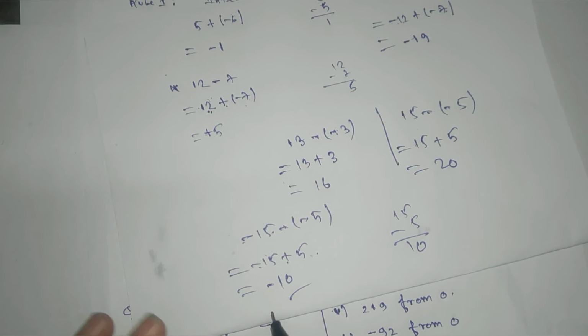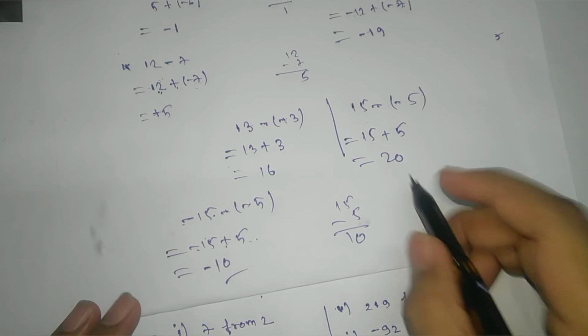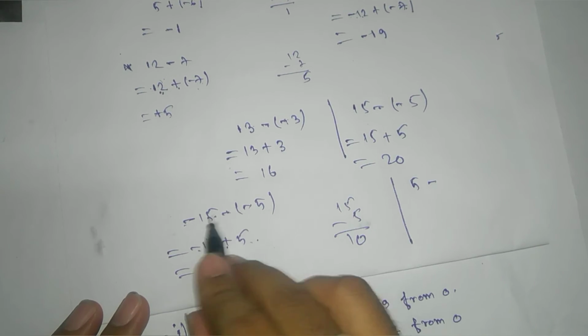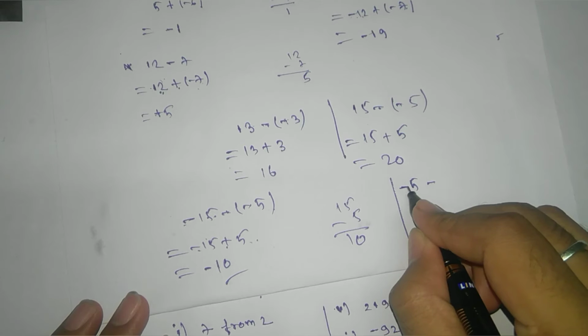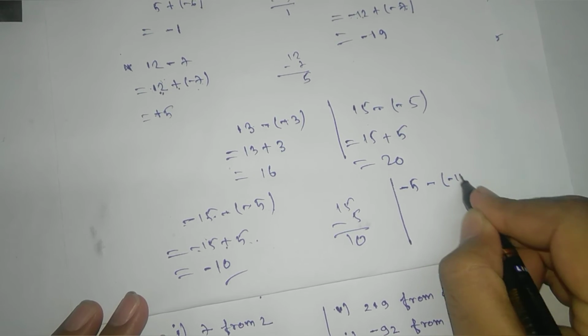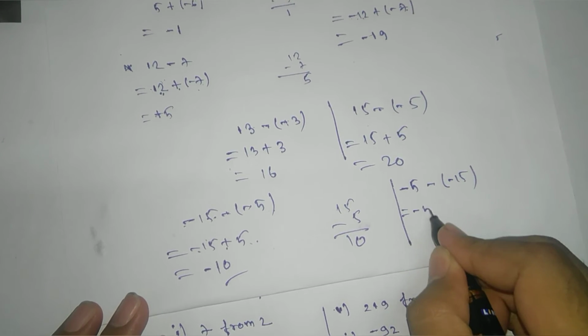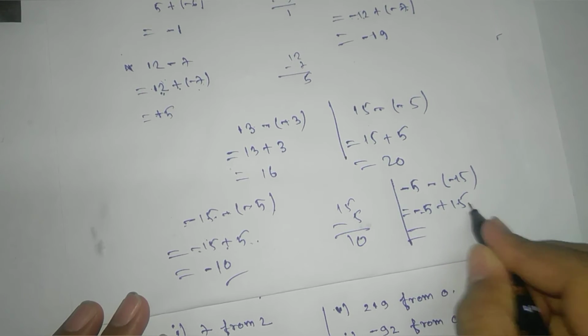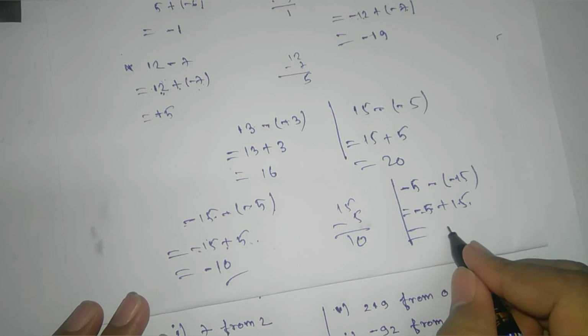Now if I take the same problem but change the order, I'll write minus 5, minus and minus 15. If it is like that, we'll write minus 5, minus minus gives plus 15. Now both have different symbols, so we'll do subtraction. 15 minus 5 gives 10 here.